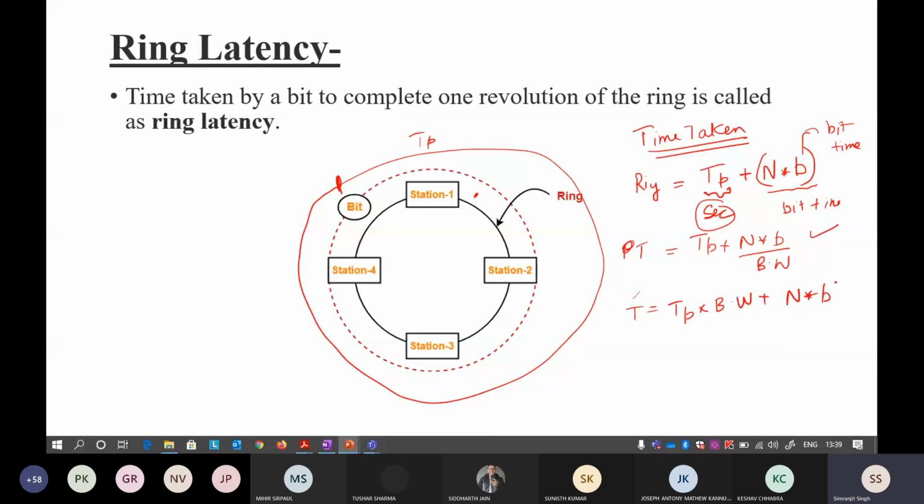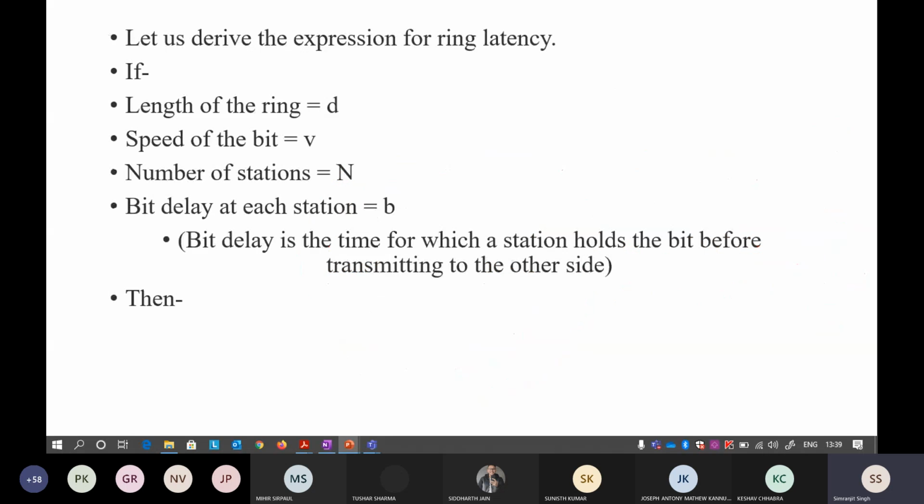So there are two formulas. This is also valid. This is also valid. Keep that in mind. This is in seconds. This is in bit time. So you can check it also.